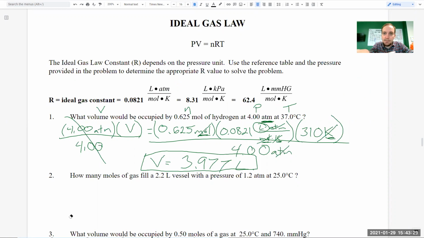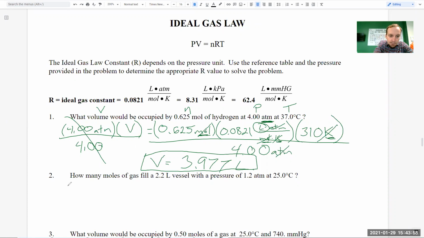So let's go ahead and try number 2. So number 2, what we have here is how many moles of gas fill a 2.2 liter vessel, which is a container, with a pressure of 1.2 atmospheres at 25 degrees Celsius. So again, notice we've given one volume, one pressure, one temperature. That cannot be a combined gas law, because we would have to have two pressures or two volumes or two temperatures or something to that effect, right?